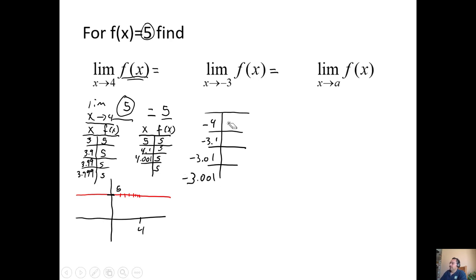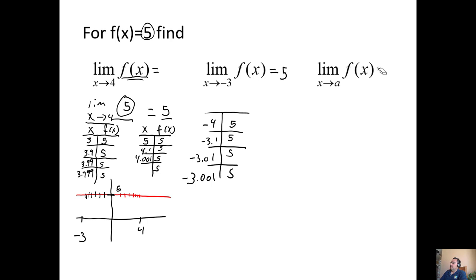My outputs are always 5. And so it should make sense that this be 5. You can look at that graph. Negative 3 is over here. And as I walk towards an x value of negative 3, if I keep track of my y values, they're always 5. So what should I be tending to? I should be tending to 5. And so there we are. My limit is 5.